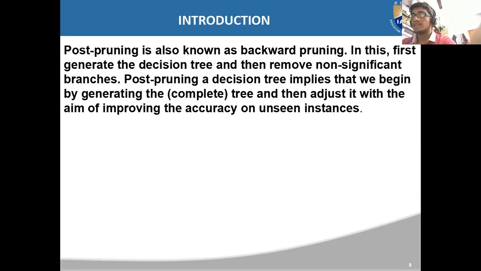So finally, post pruning is also known as backward pruning. In this, we first generate the decision tree and then remove non-significant branches. Post pruning a decision tree implies that we begin by generating the complete tree and then adjust it with the aim of improving the accuracy on unseen instances.